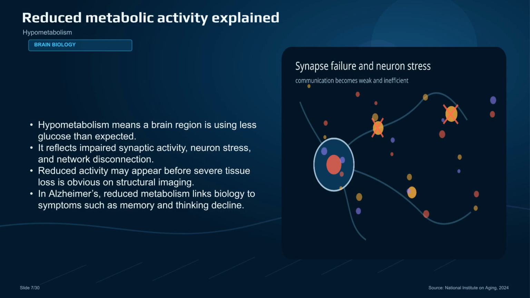Hypometabolism signifies that a brain region is using less glucose, reflecting impaired synaptic activity and neuron stress. In Alzheimer's, this reduced metabolism connects biological changes to symptoms like memory decline, often appearing before structural tissue loss.